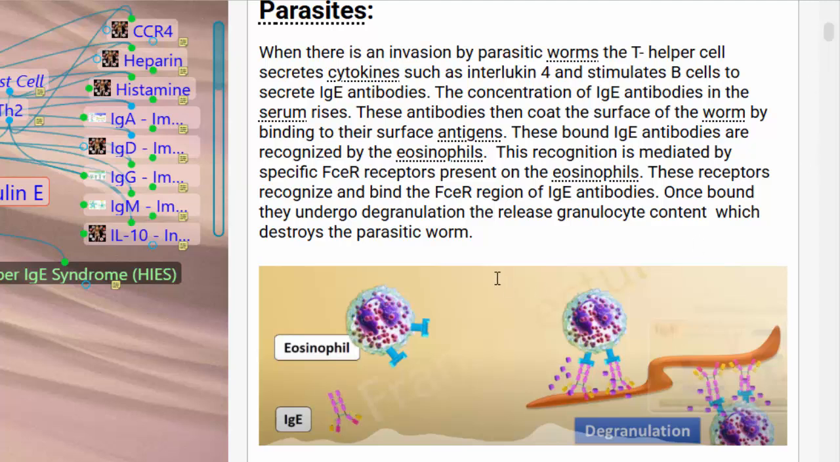And here you can see a diagram of that. There's your eosinophil, here's your immunoglobulin E. It connects to that. We zip over here, there's the worm, they all connect together. The molecular contents of those granules is released and destroys the worm.